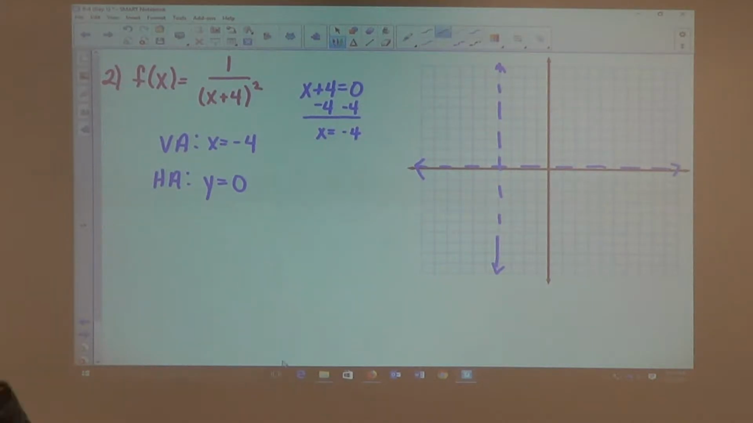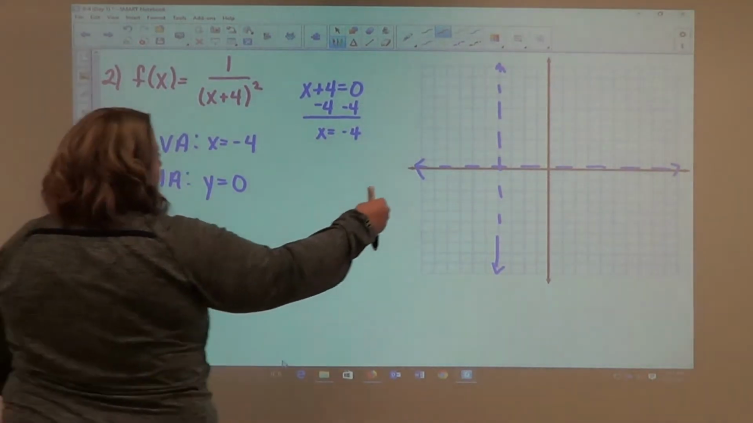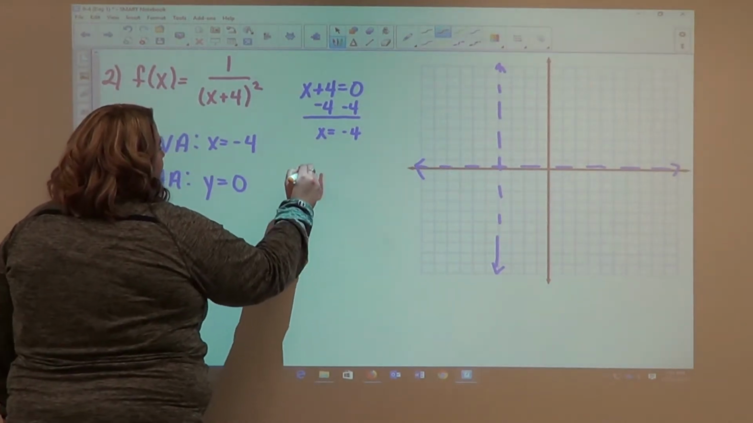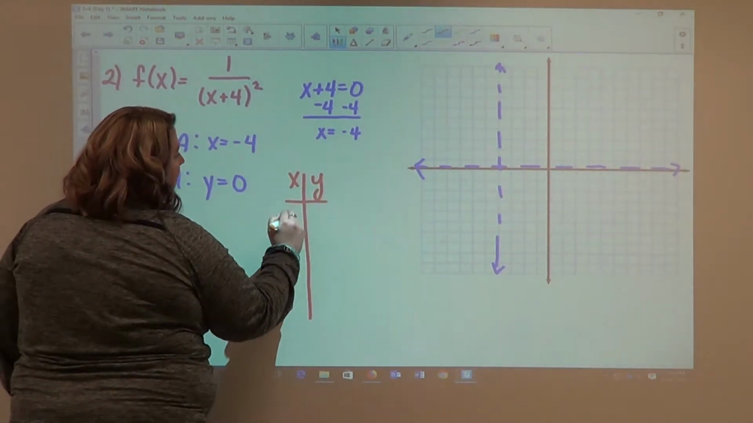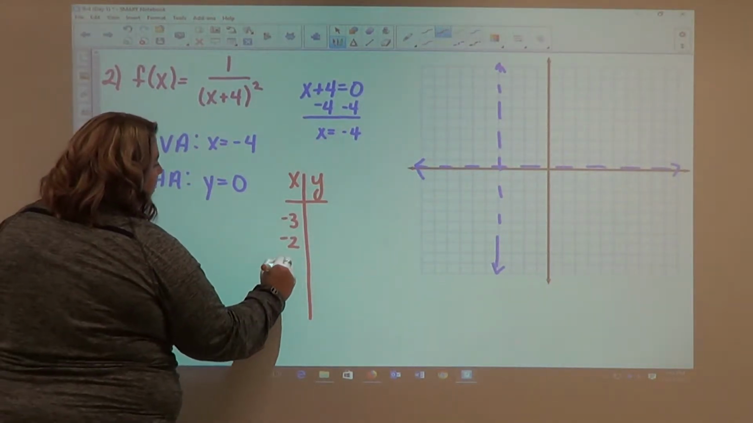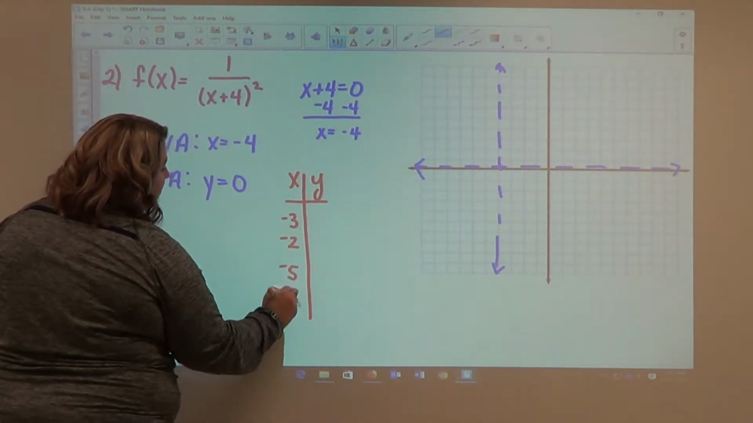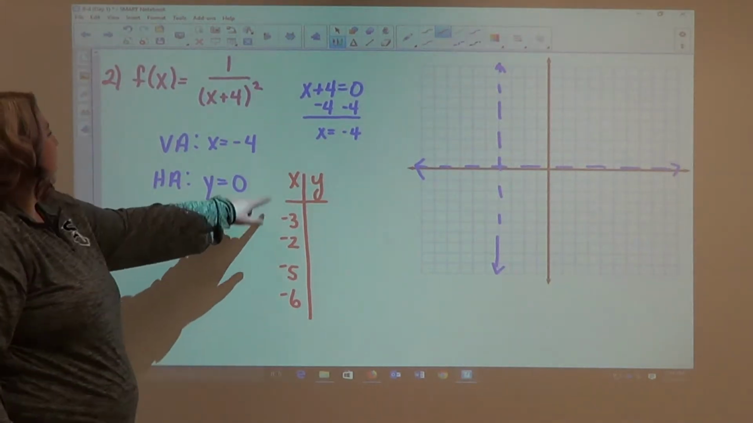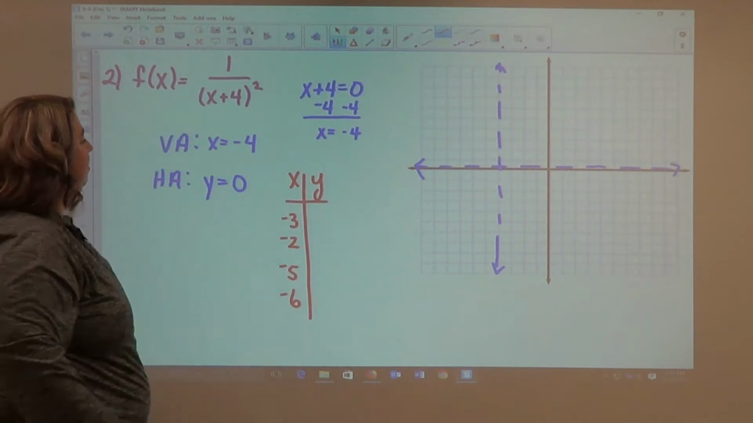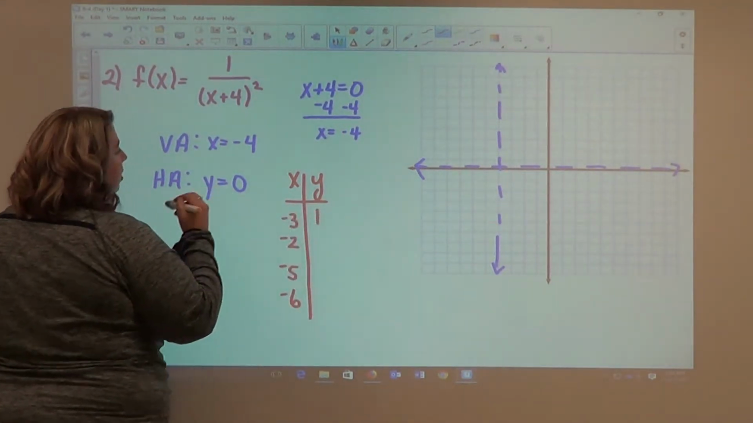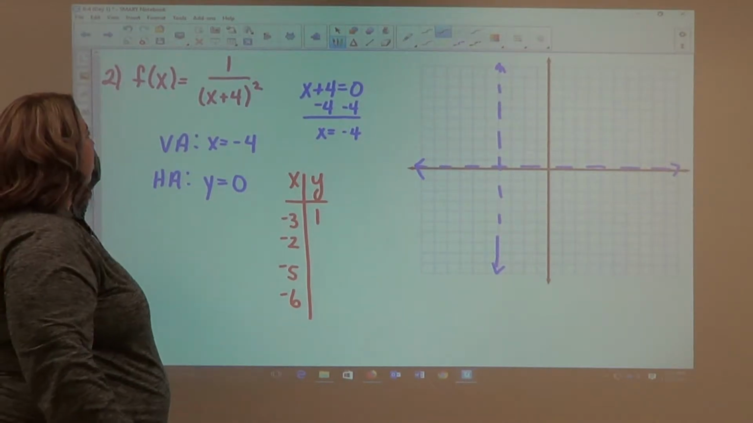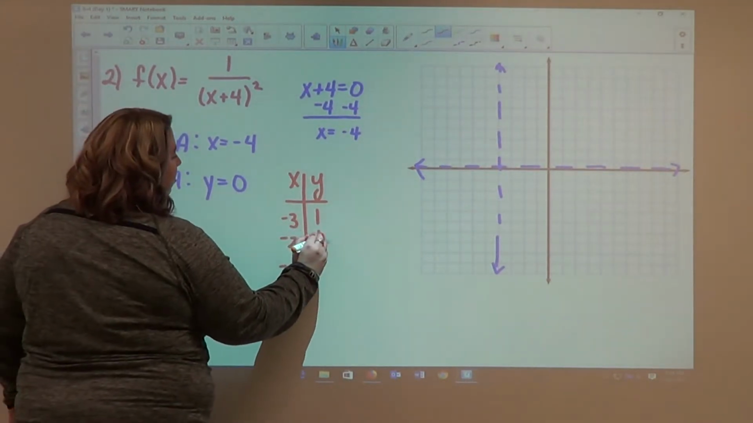Okay, now graphing it. Same thing, we're going to pick numbers on either side. So I'm going to plug in, on the right hand side would be -3 and -2, and on the left-hand side would be -5 and -6. So -3 plus 4 would be 1. 1 squared is 1, and 1 divided by 1 is 1. -2 plus 4 is 2. 2 squared is 4. 1 divided by 4 would be 1/4.